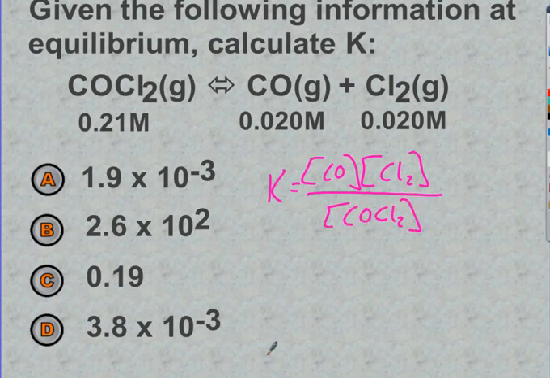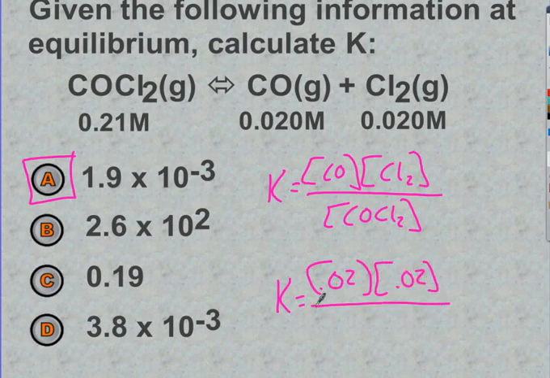So your equilibrium expression should have been that, and your answer should have been A. If you got A, you can fast forward. Otherwise, you should have put 0.02 on top times 0.02 over 0.21. Make sure you're multiplying and then dividing.